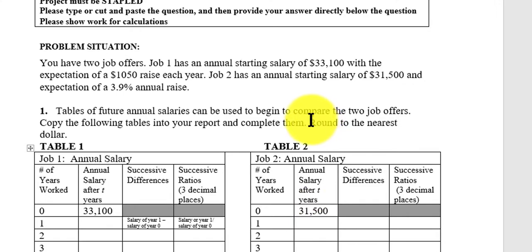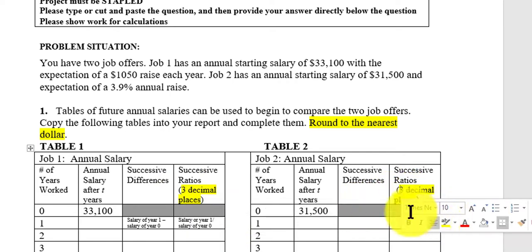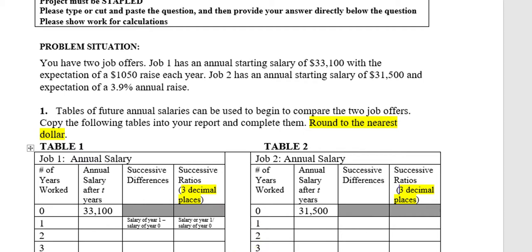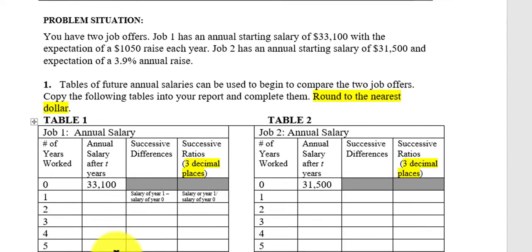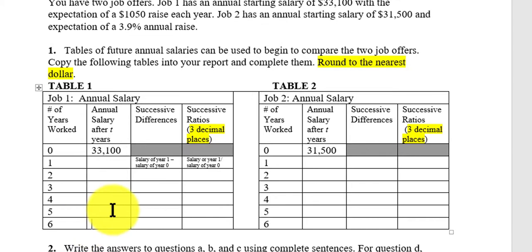And then be sure that you pay attention here. It says round to the nearest dollar. Okay, so that's important, okay? And then also be mindful of this. For the successive ratios, you have to round to 3 decimal places. So make sure you follow the directions here, okay? And so that's how you start to fill in this table, okay? The successive differences, if you're going to fill in this row, I would subtract whatever's in year 6 minus whatever's in year 5 and put it in this box here. Let's see if I can highlight that.